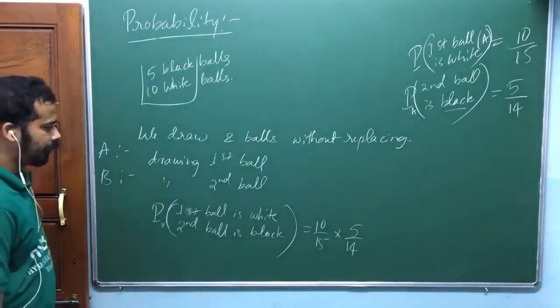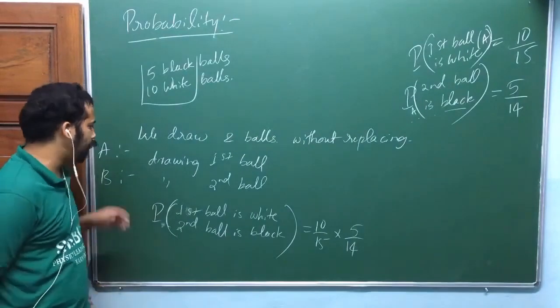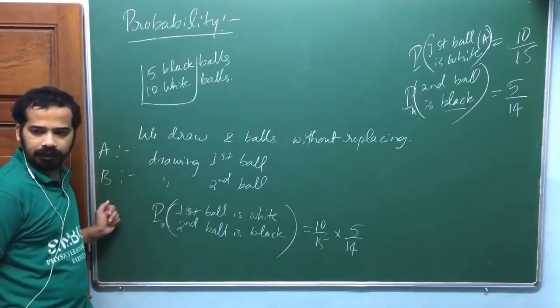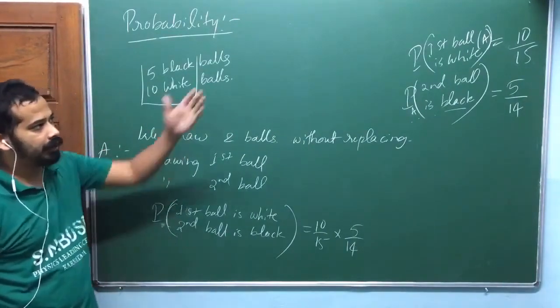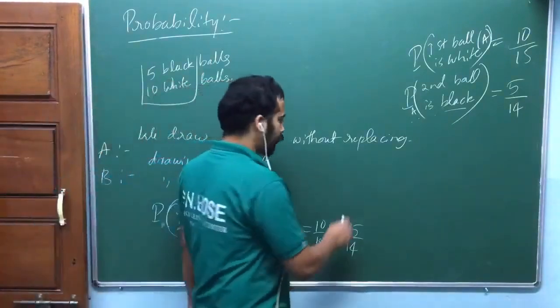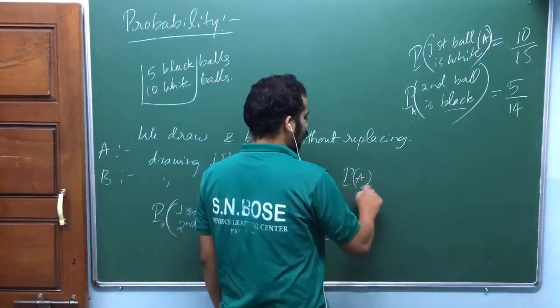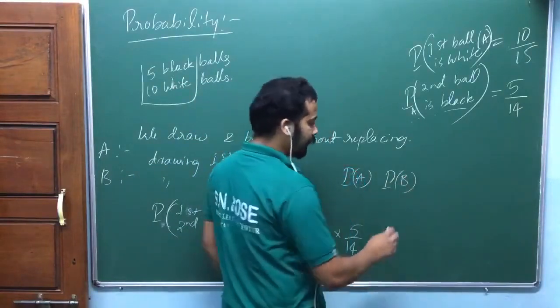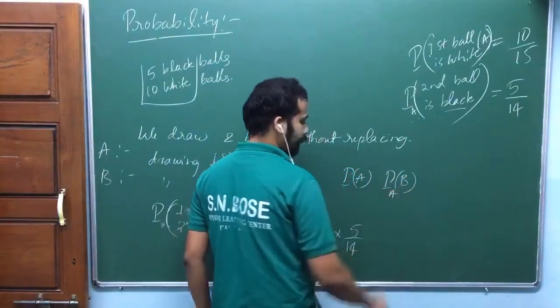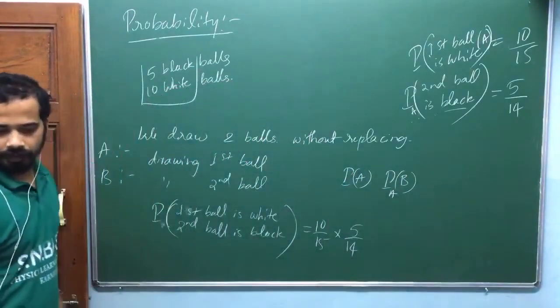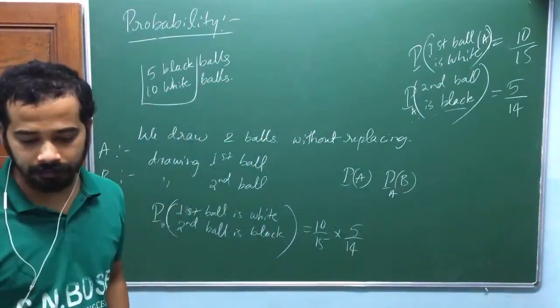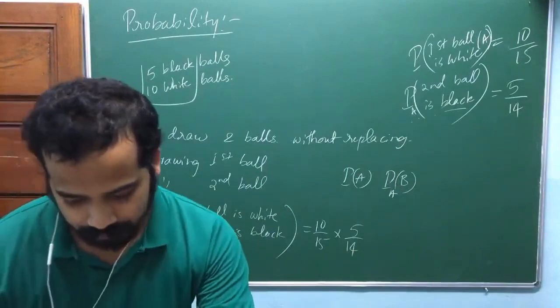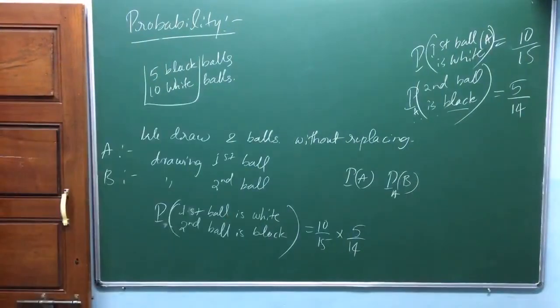Is that okay? Now, in this kind of, again, you have two events, okay? Event A, event B. And you have probability of event A and probability of event B, okay? But event B depends on event A, actually. Is that okay? In this situation, event B depends on event A, isn't it?